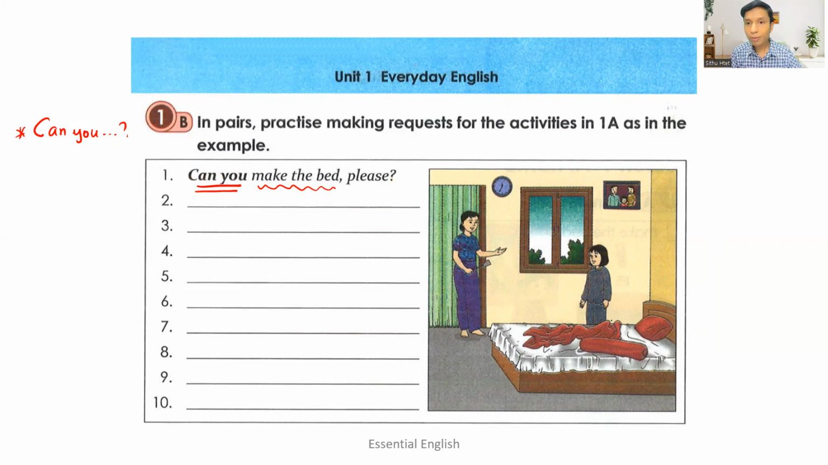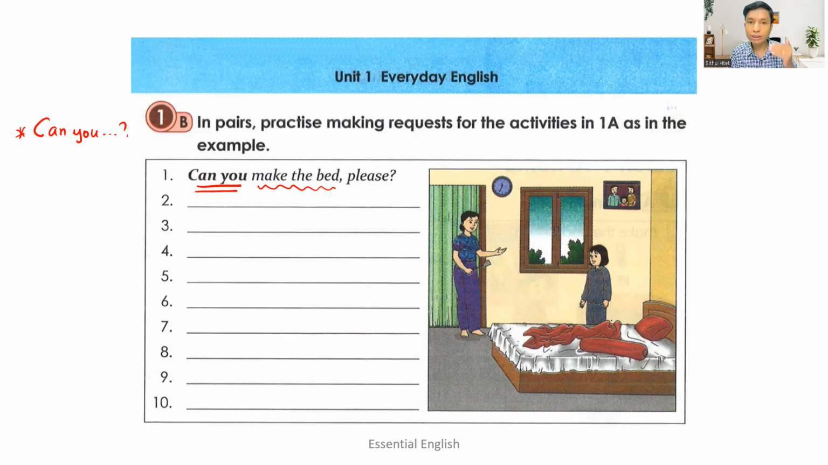Now, do you remember the activities in exercise 1A? The first one is make the bed. The second one is tidy up the desk. The third one is fold the clothes. The fourth one is clean the window. The next one is mop the floor. The next one is clean the bathroom. The next one is set the table. The next one is do the dishes. The next one is take out the rubbish. And the last one is water the plants.